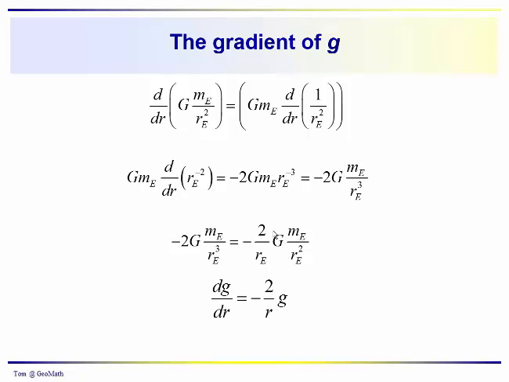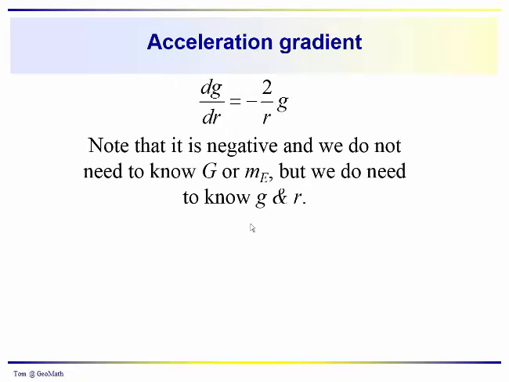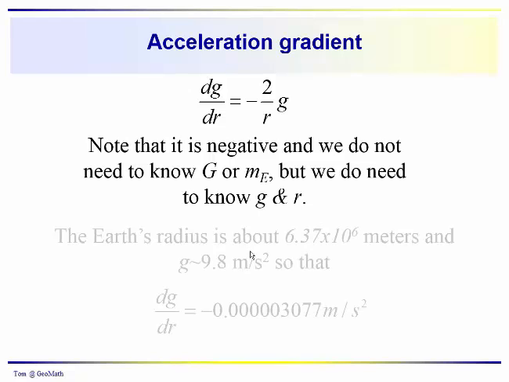We didn't need to know the mass of the Earth. We didn't need to know the gravitational constant. We didn't need to know these numbers. We do need to have an estimate of what the radius of the Earth is. As reiterated over here, it's a negative because we increase dr, we decrease g, and we don't need to know G or M sub e. We do need to know g and r.